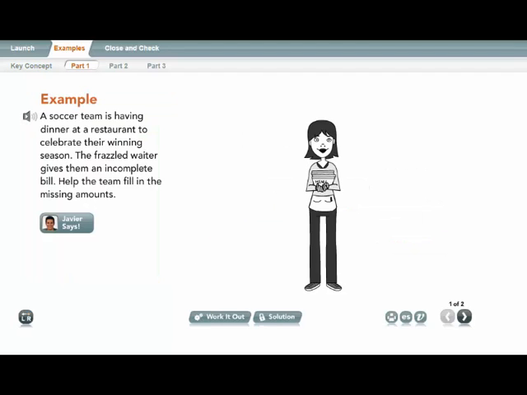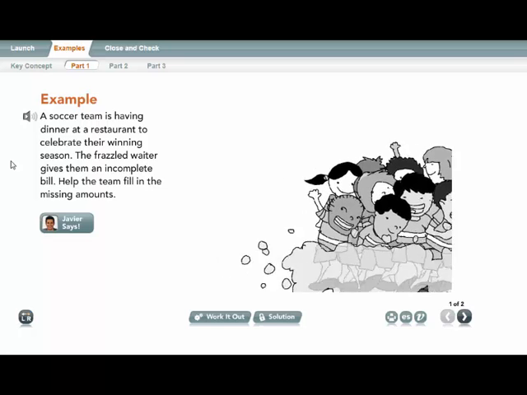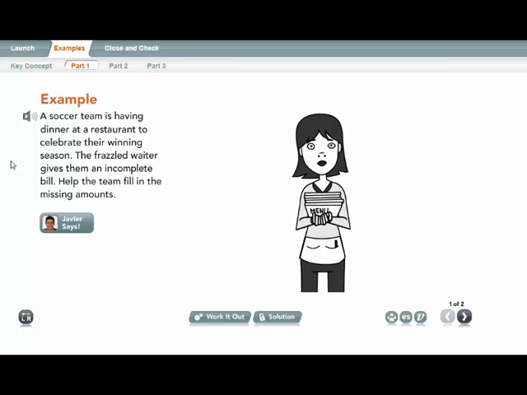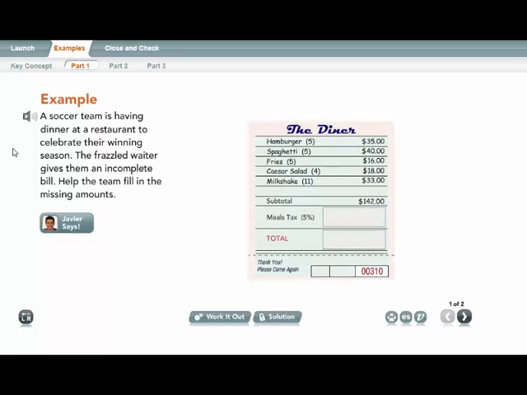Panthers Soccer Club, party of 15? Oh boy, this is going to be fun. A soccer team is having dinner at a restaurant to celebrate their winning season. The frazzled waiter gives them an incomplete bill. Help the team fill in the missing amounts.